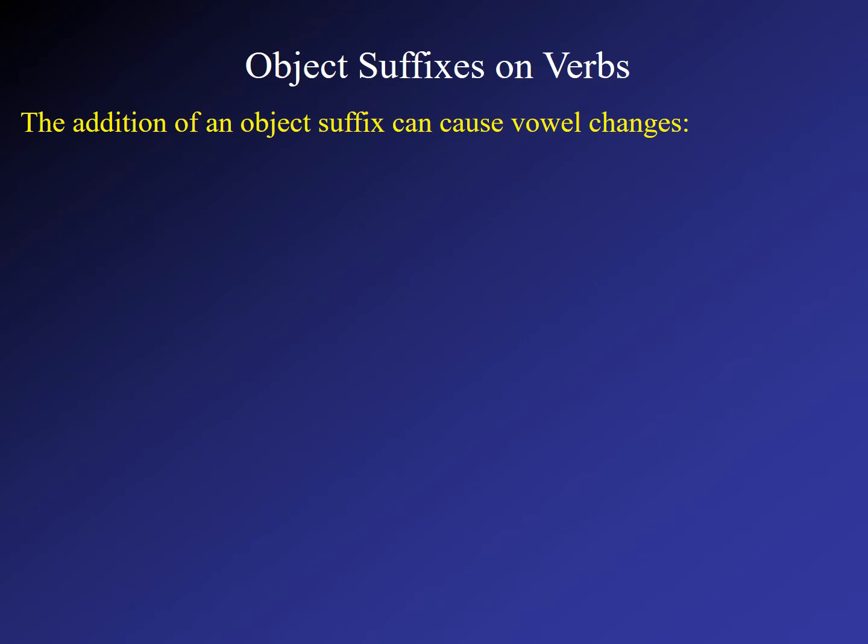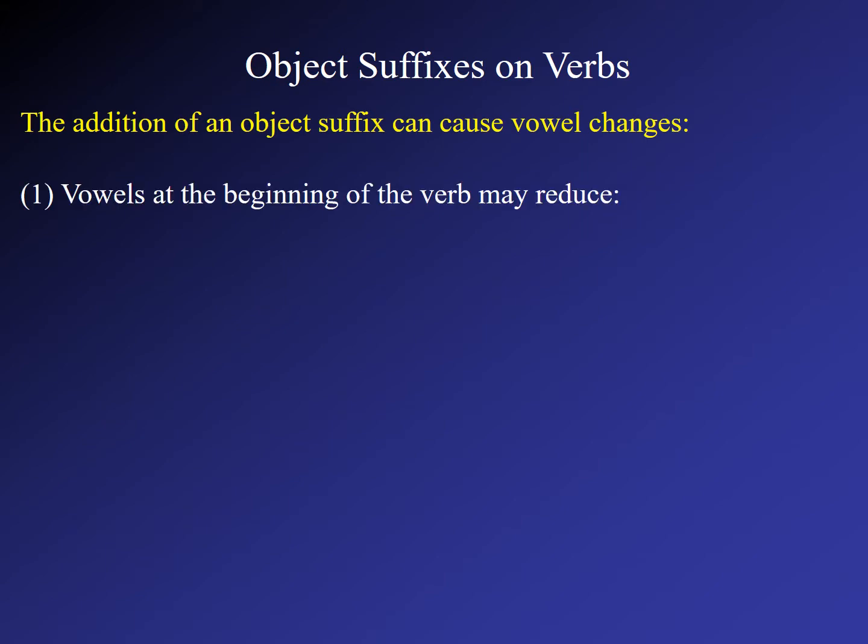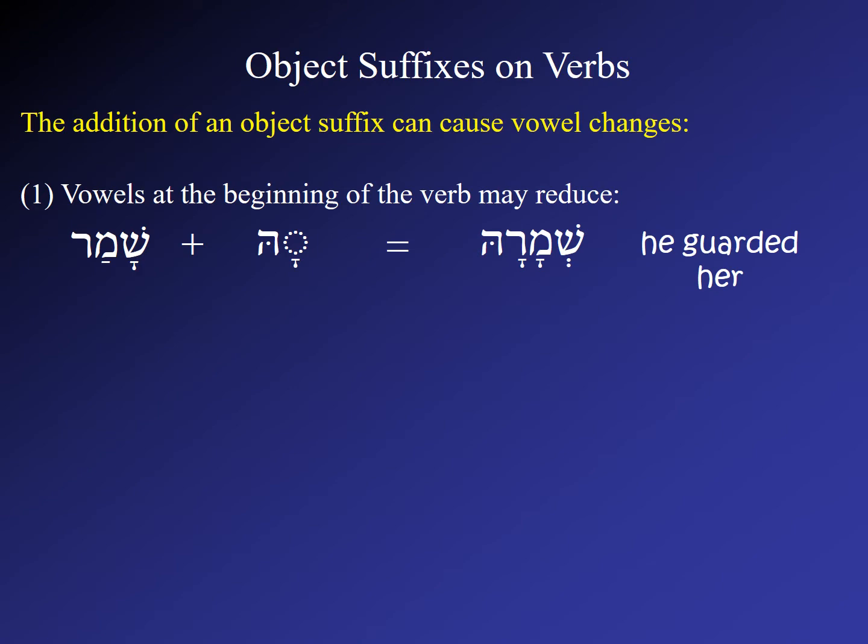When we add an object suffix to a verb, it can cause some changes in the vowels of the verb itself. These are fairly predictable. If we add an object suffix, the vowel at the beginning of the verb may reduce. This is simply an issue of shifting the accent of the word and causing vowel reduction. So, shamar, he guarded. If we add a, the third feminine singular, then we get shamra. Notice that our qamets has reduced to a shva. It's a propretonic qamets, so it reduces. So this means he guarded her.